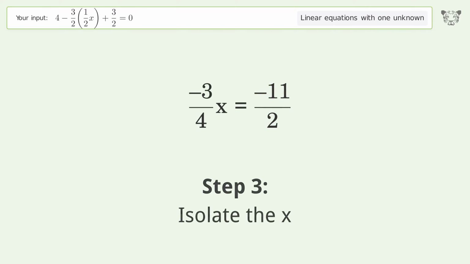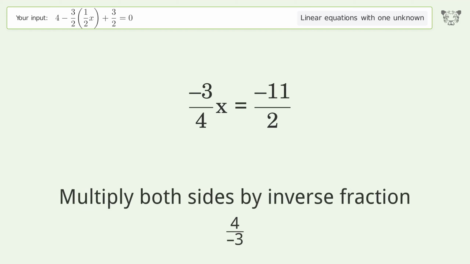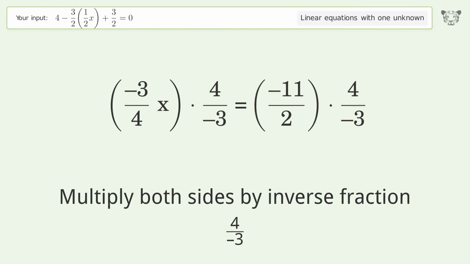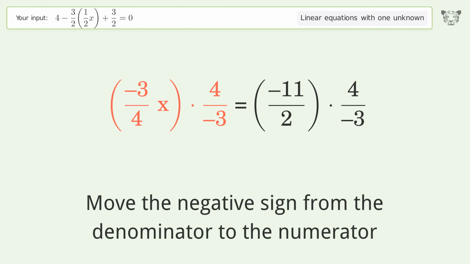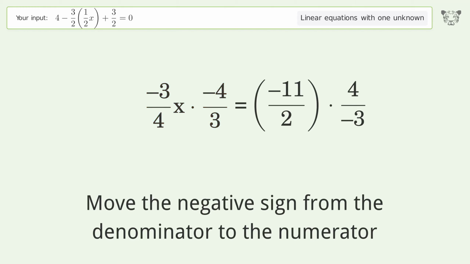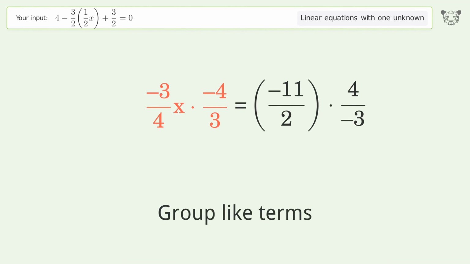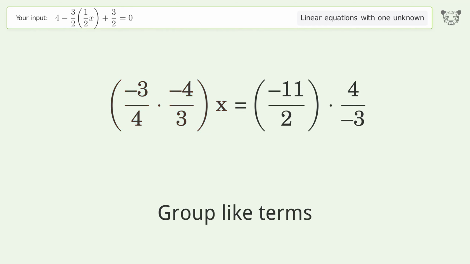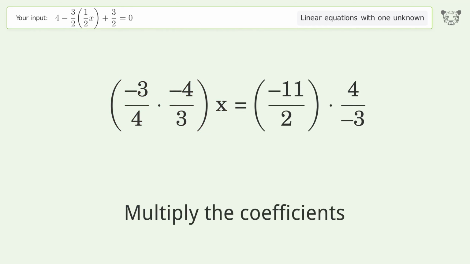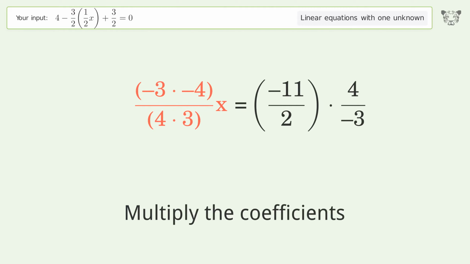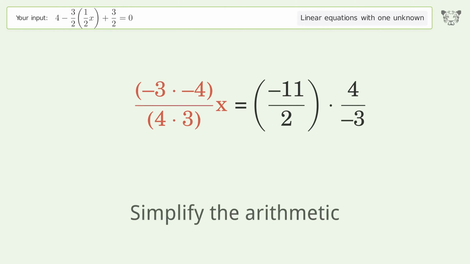Isolate the x. Multiply both sides by inverse fraction 4/3. Move the negative sign from the denominator to the numerator. Group like terms. Multiply the coefficients. Simplify the arithmetic.